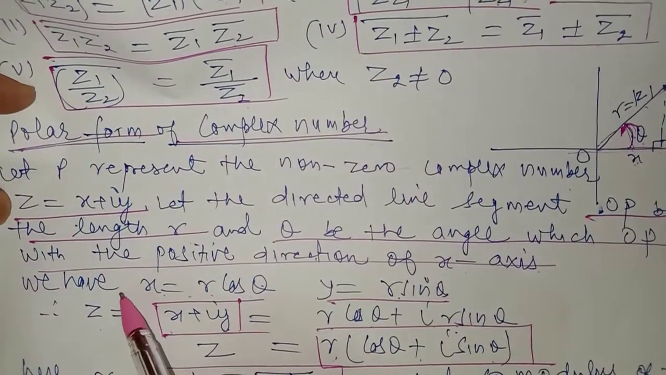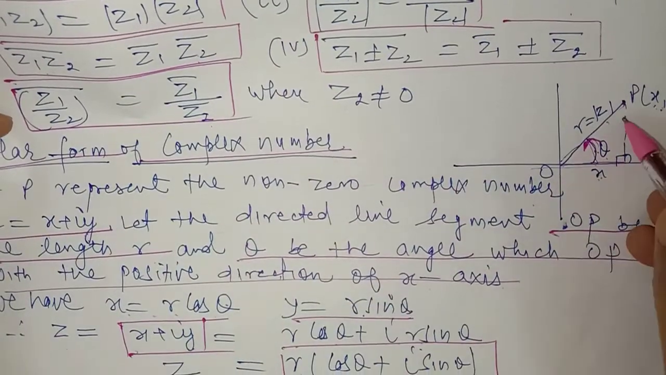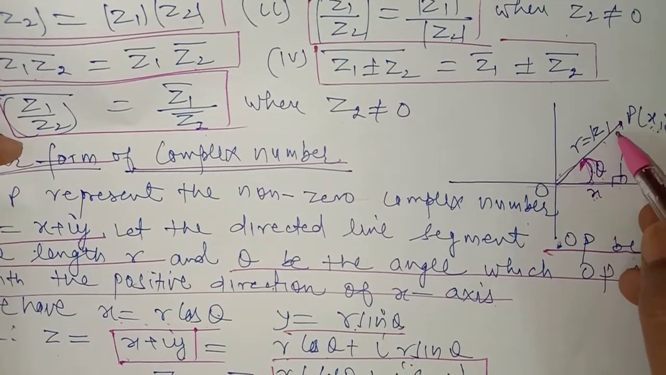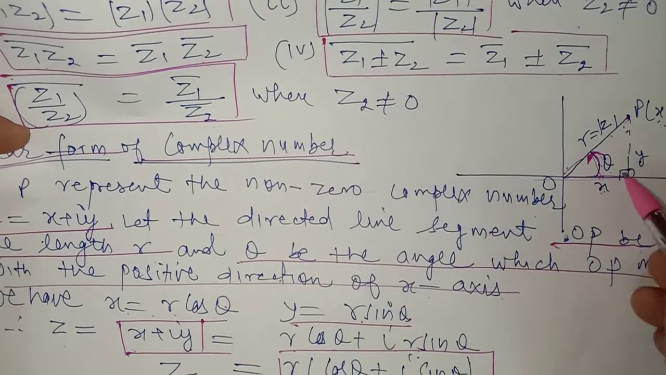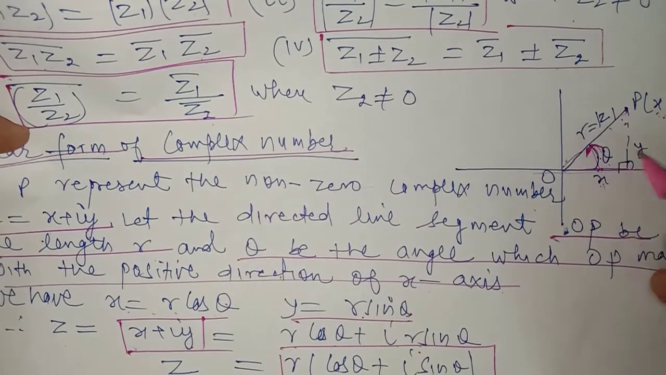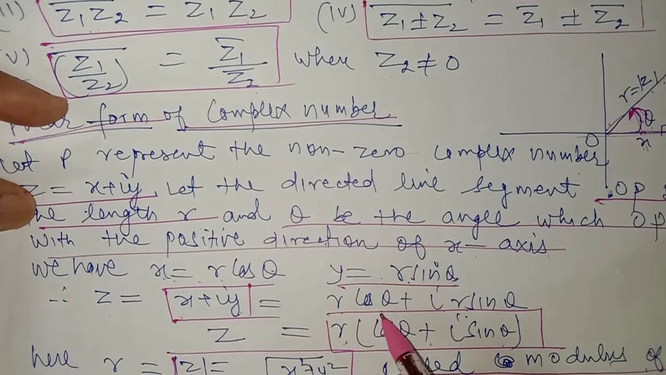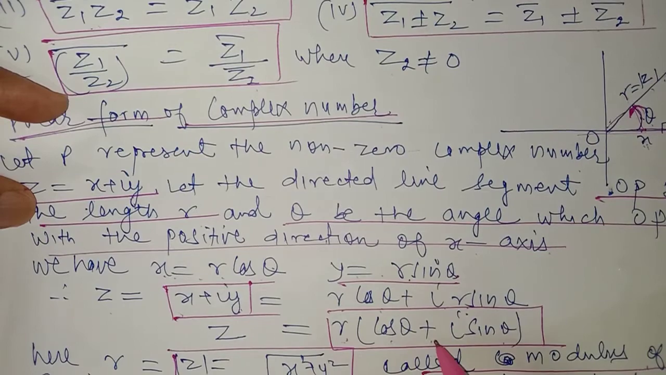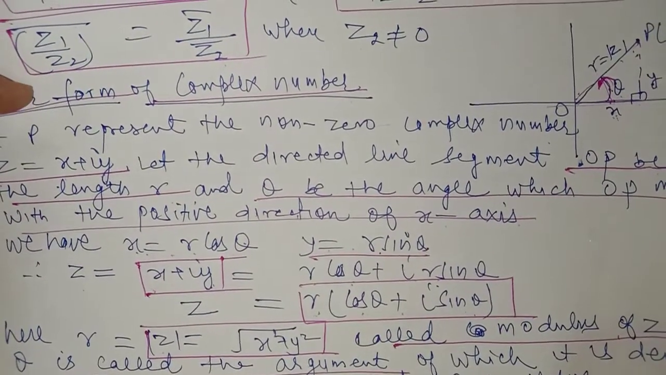So let any complex number z be equal to x plus iy, and OP is the length of the point P from the origin. Theta is the angle made by this line segment OP in the positive direction. Then using trigonometry, cos theta is equal to x upon r and sin theta is equal to y upon r. We have got the values of x and y. Replace these values, and we get the polar form of the complex number, which is r cos theta plus i sin theta. Now theta is known as the argument of the complex number.